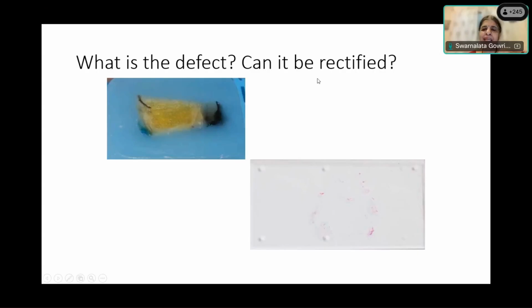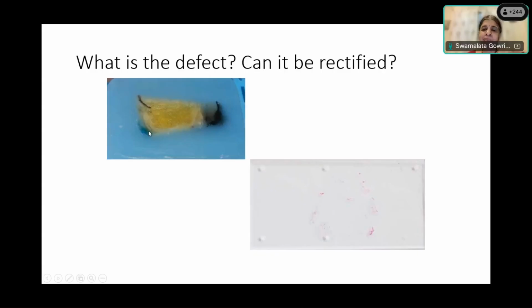Can it be rectified? Ma'am, by reprocessing. Yeah, how will you reprocess? Supposing it's a very valuable tissue. What would you do? Because it's not a theoretical question, it's practical. This is the only biopsy that you have of a very valuable tissue, and it has been spoiled because it has not been cleared properly.